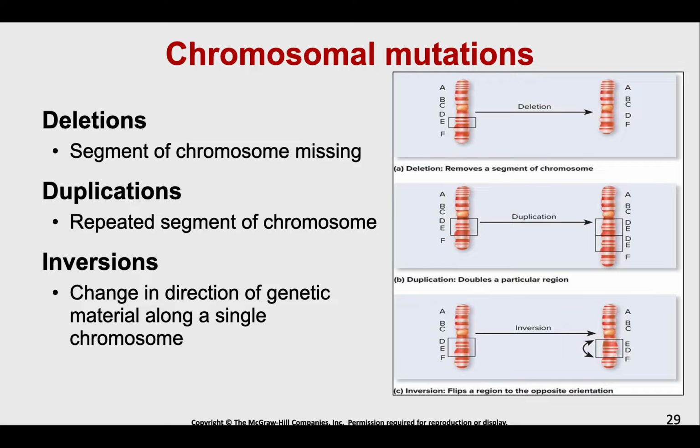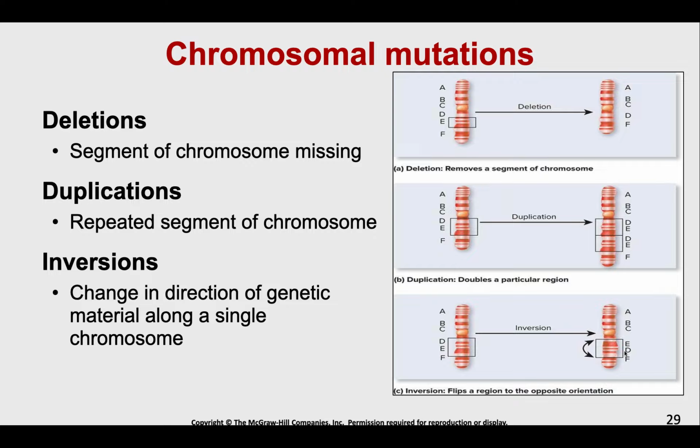But we can have deletions, so entire segments are just gone. So the segment E has been deleted. We can have a mutation that results in duplication, so instead of one D and E, we have 2 segments of D and E. We can also have inversions, the change in direction of the genetic material along a single chromosome. So instead of reading DE, it now reads ED. We're flip-flopping them.